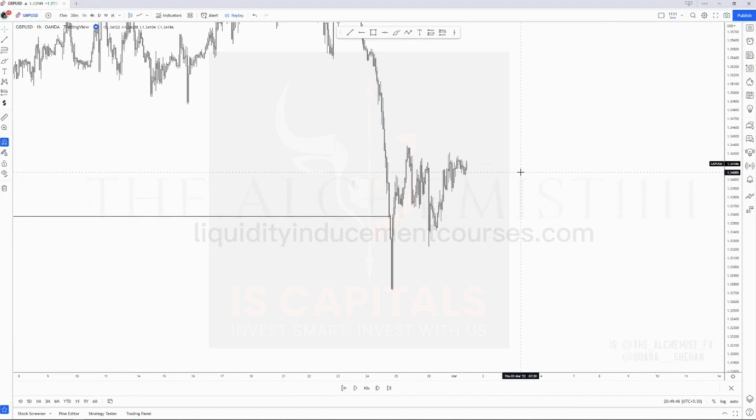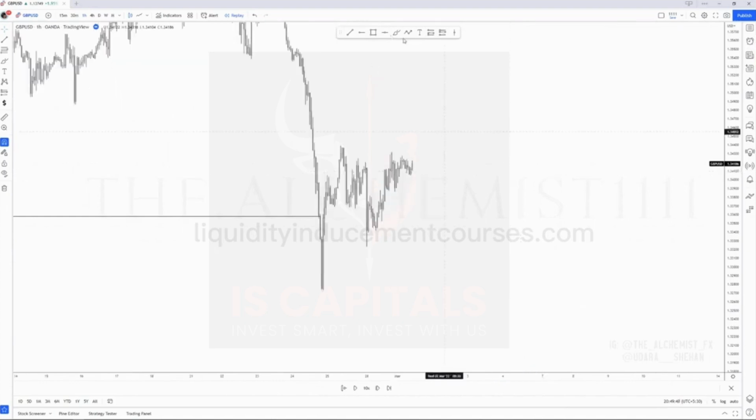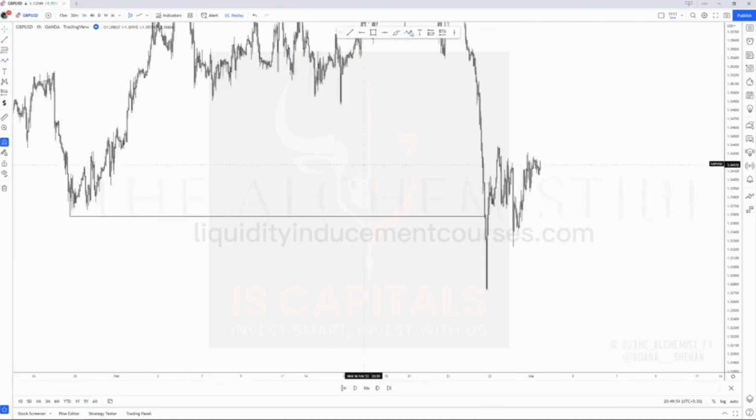It's only a pullback, only a retracement. How do we know the retracement is over? Once again, the counter trend has to do the same thing as the major trend. So how do we know what the major trend is doing? The major breakout structure shows us what the major trend is doing.